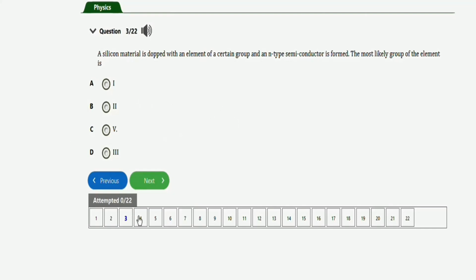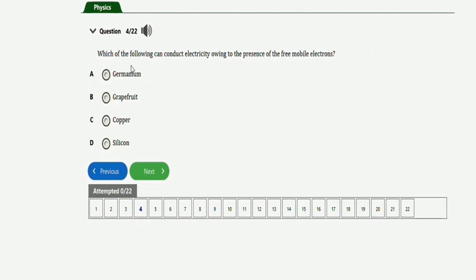The next repeated question will be this one. It says which of the following can conduct electricity owing to the presence of free mobile electrons? So we have germanium, we have graphite, copper, silicon. So the right option to this question will be option C, which is copper.